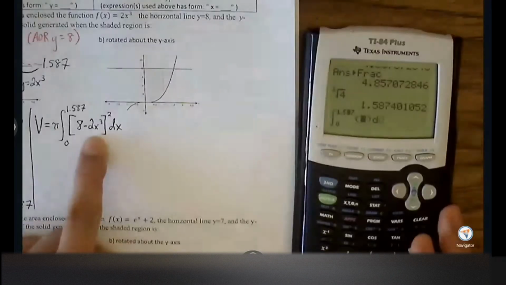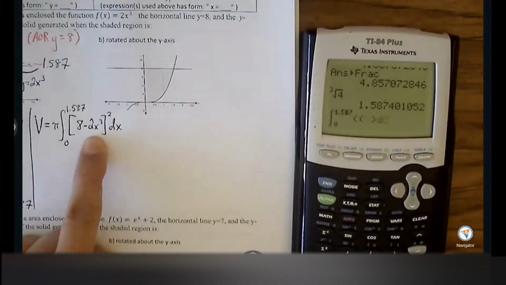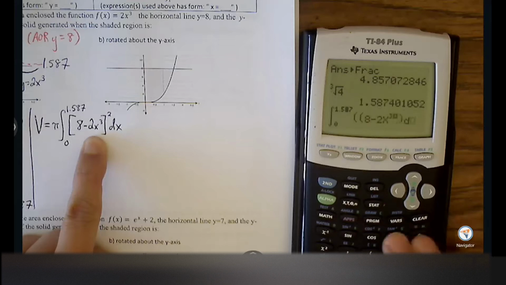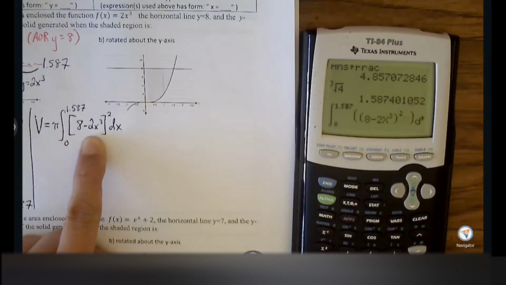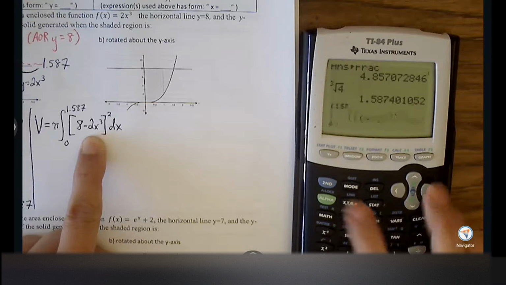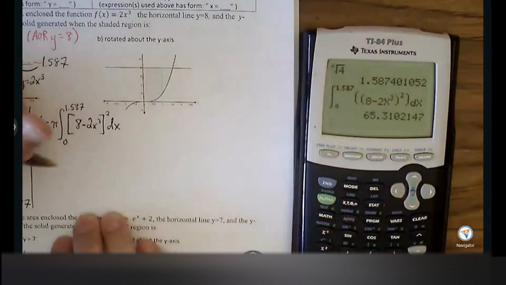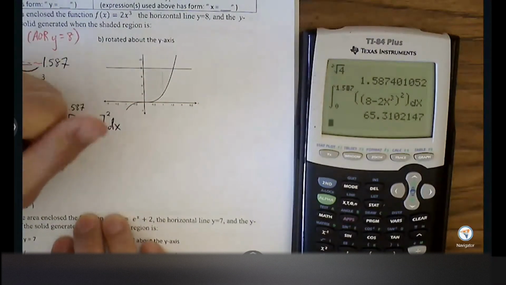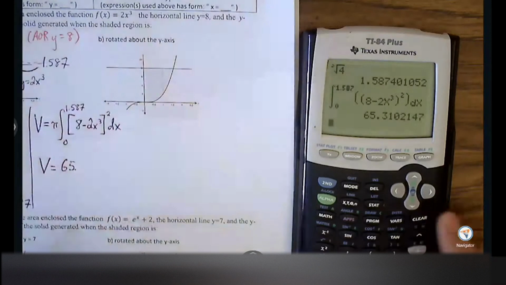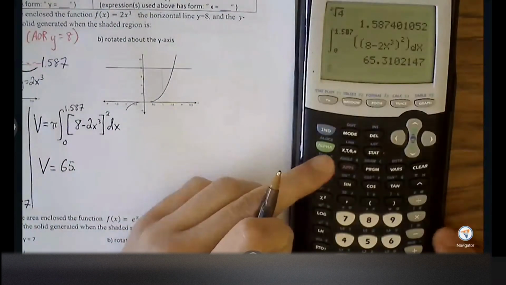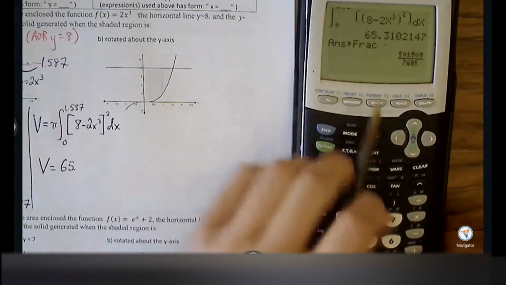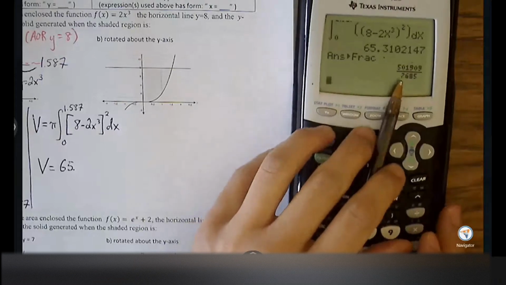Okay, parentheses first, 8 minus 2x cubed, close parentheses, and then I'm going to square my binomial. Don't forget the x at the end. Okay, volume equals 65 point, oh, let's see, will this convert to a fraction? Okay, looks like it does. That's a pretty messy one right there.